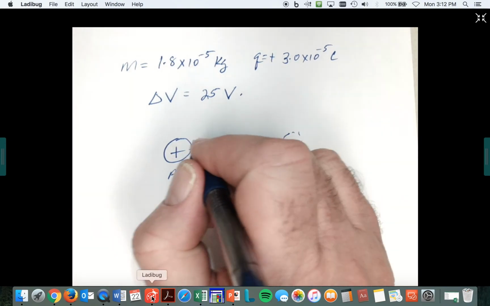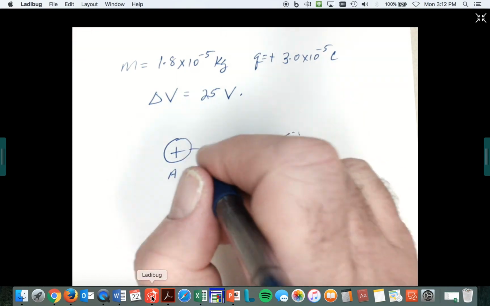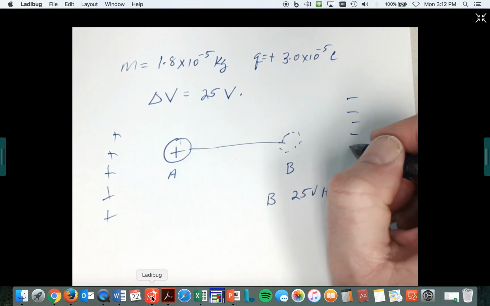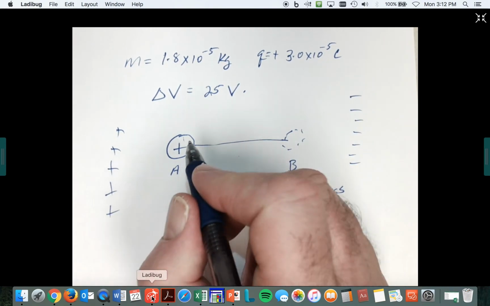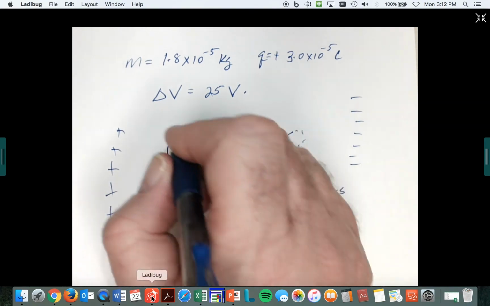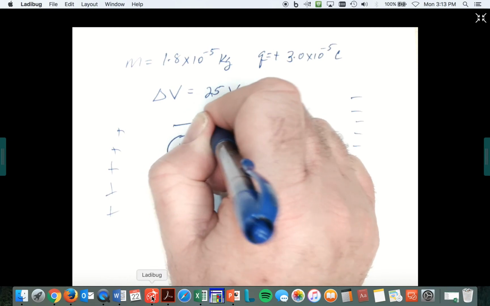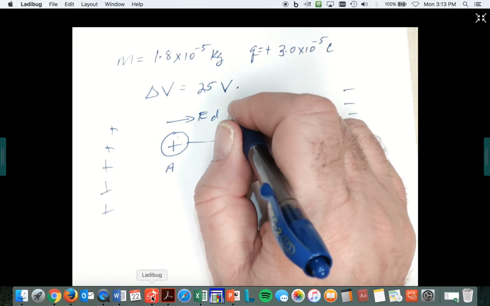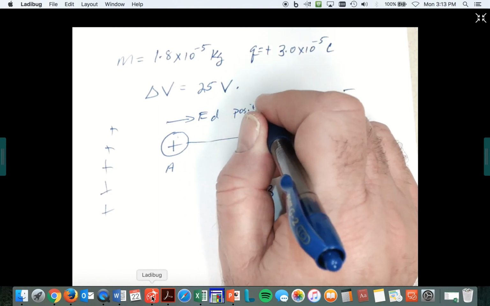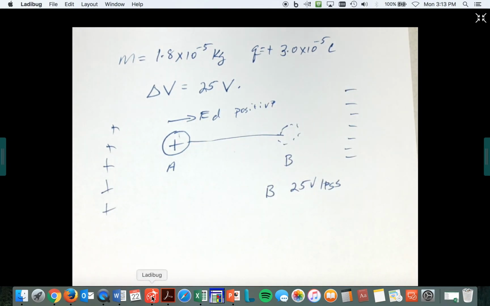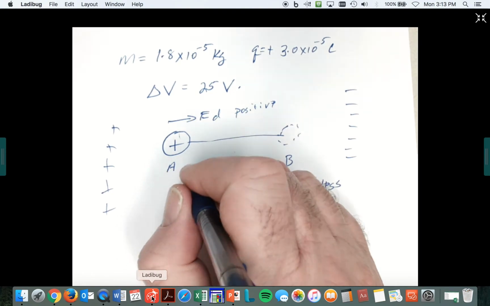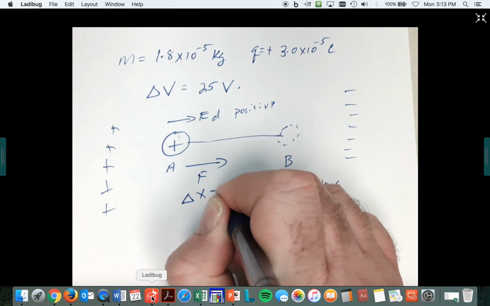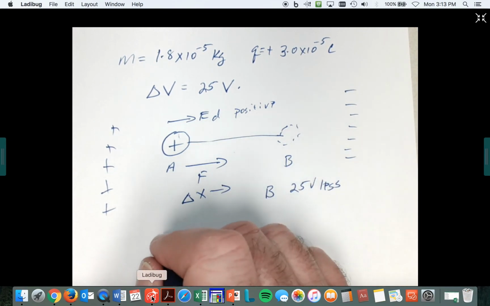Which way is the electric field going? It's losing potential, so there's a bunch of positive charge over here because there's a bunch of negative charge over here. That's what's going on. All right, so it's losing potential, but it wants to go that way. The electric field is pushing it this way, and it's going through a positive distance. E d is positive. That's a positive distance that it's going. So the force and the change in x are both going in the same direction.